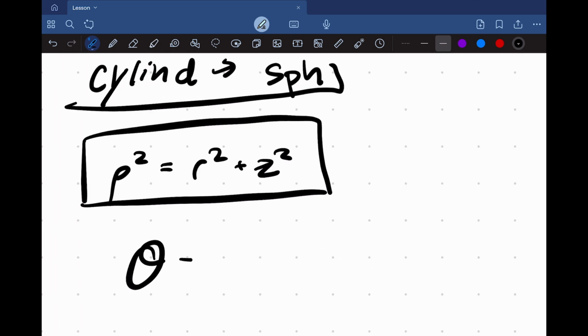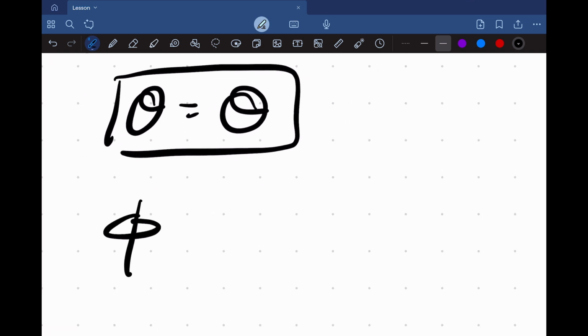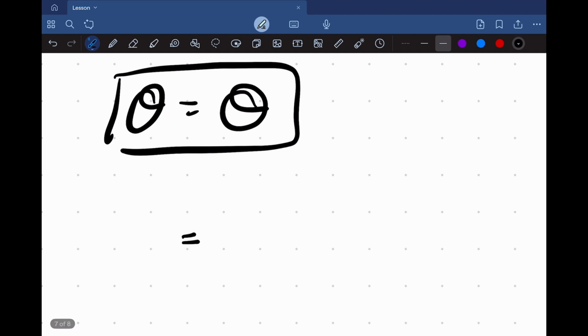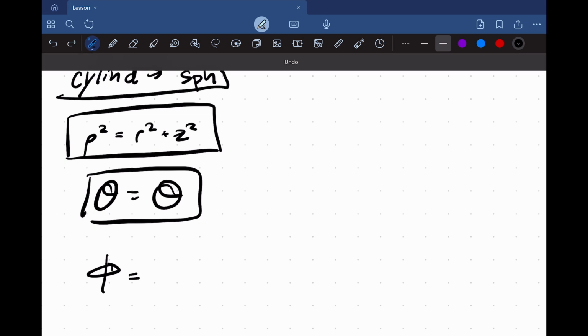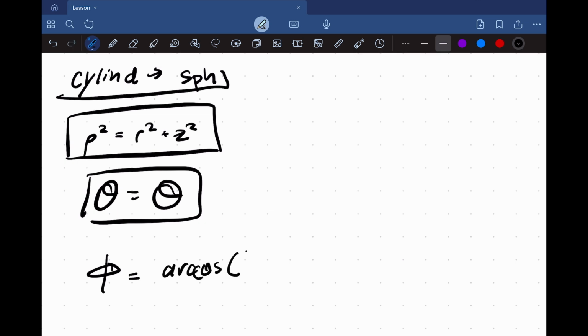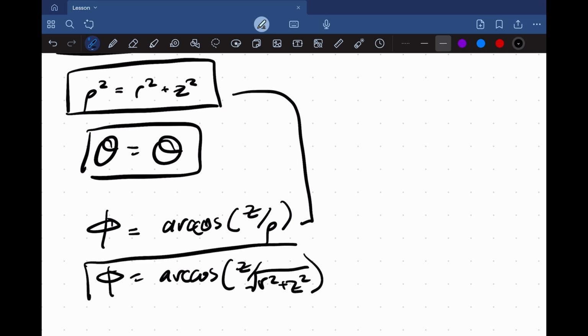Now theta is the same, so we'll just directly carry that over. And phi is equal to the arc cosine, as we said, of z over rho. And instead of rho, in this case, we plug in the square root of r squared plus z squared, which is z over the square root of r squared plus z squared. This is how we get phi.